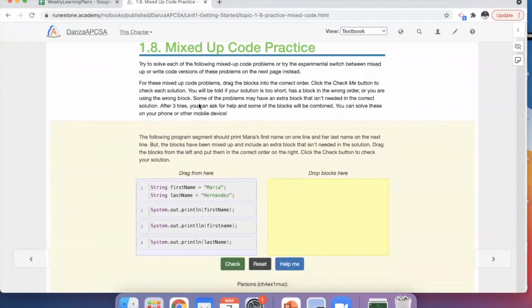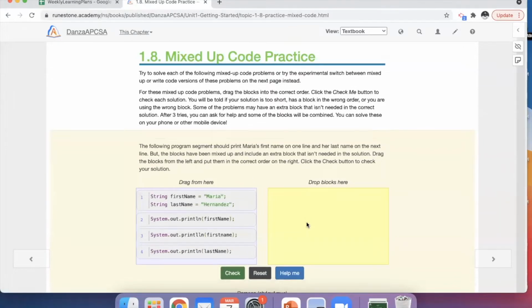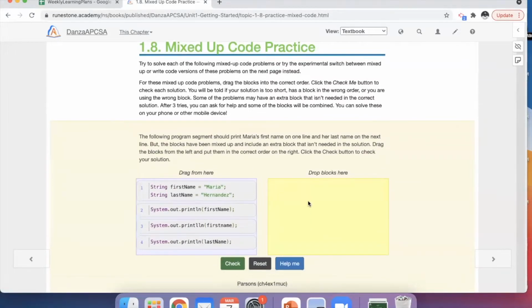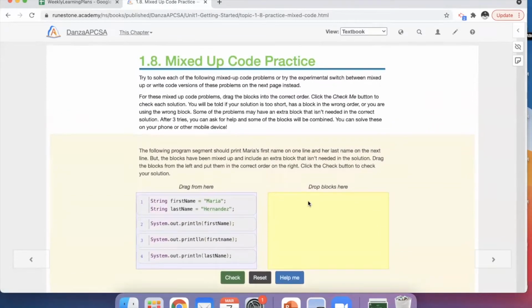We've done this before, but it's asking me to organize the code in the right order. So just try to solve each of the following mixed up code problems, or try the experimental switch between mixed up and right code versions. All right, so we're going to drag these blocks. Some of them have extra blocks.